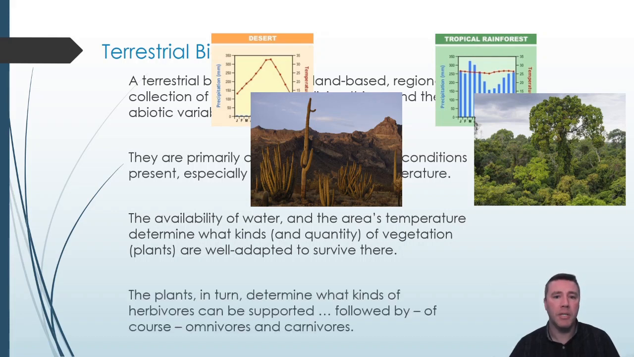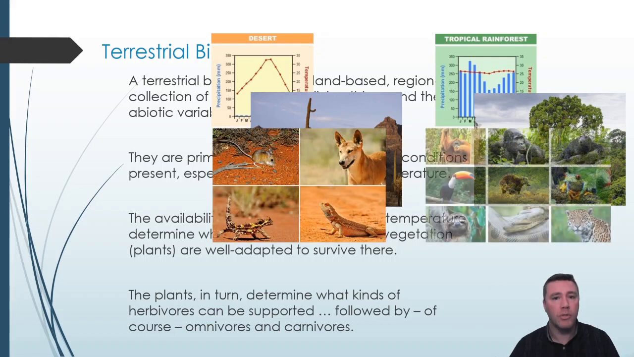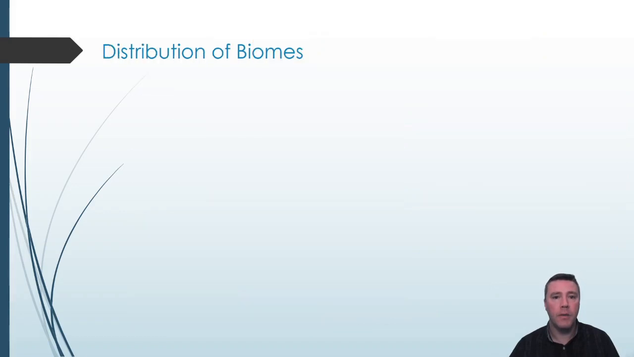Once a plant community is established in a particular habitat, it's those plants that, in turn, support the herbivores and ultimately omnivores and carnivores. Not only do plants have adaptations to allow them to survive in those conditions, but the animals do as well. Since temperature and precipitation are so important in determining what kinds of plants, and therefore animals, can survive in a given area, what is it that influences temperature and precipitation?